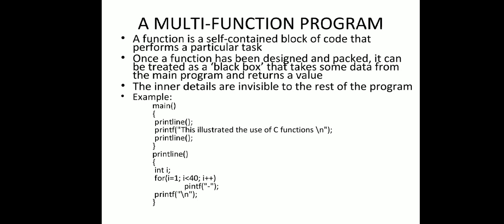So after each statement we are going to print a hyphen. In each iteration we are going to print a hyphen. So like this we are going to print 39 times, 1 to 39. So we are going to print hyphen for 39 times. So this is the task done by the println statement.